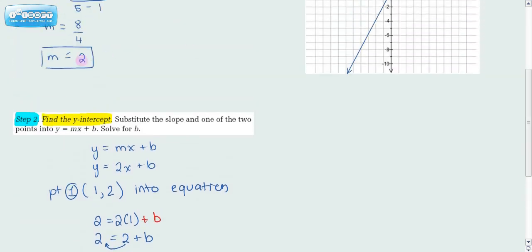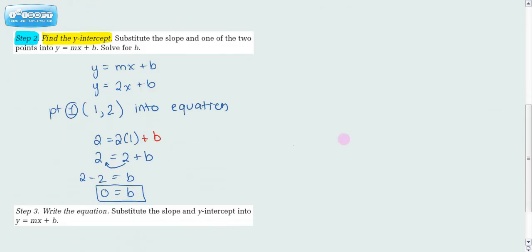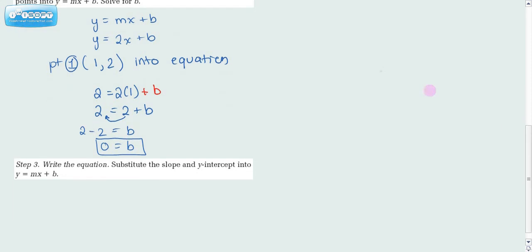Now that I have my slope and my y-intercept, my third step is therefore to write the equation using the slope and the y-intercept that we calculated. So I can make a general statement saying that the equation of my line is y equals 2x plus 0.